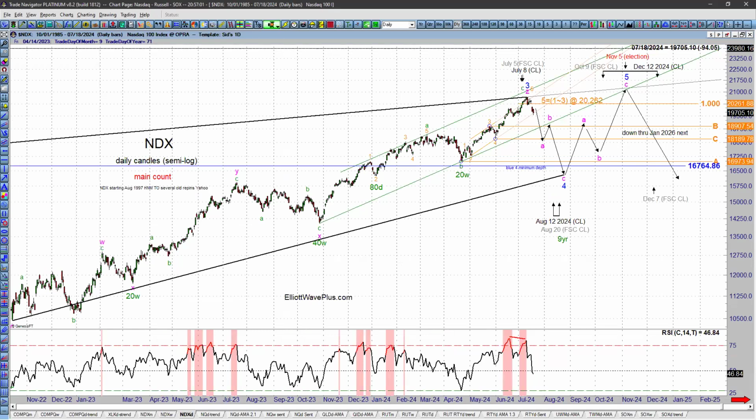Here's the daily chart of the same. So down into approximately mid-August to below 16,764, and then up into approximately the election. Notice I'm using both the Hurst, that's the dark black, and the FSC cycle tool dates, turn dates, in order to come up with what I think is most likely. And it creates these zones, windows for peaks and troughs.